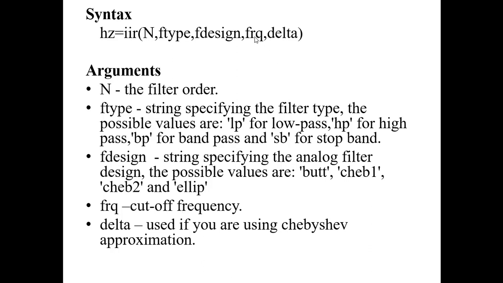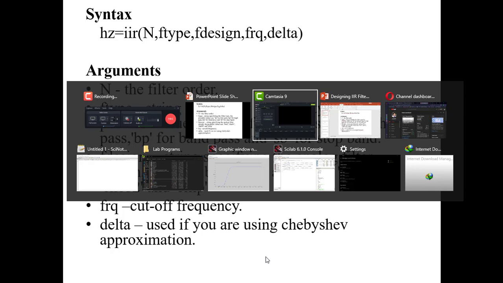Next argument is the cutoff frequency. Again, the cutoff frequency takes only the normalized frequency, and delta, you just ignore it. We use delta if we are using Chebyshev approximation. So we'll directly go to the SciLab console, the SciLab editor window, and we'll try to implement it.